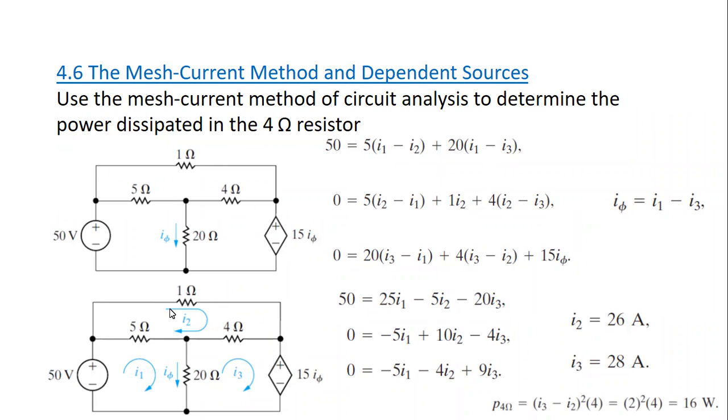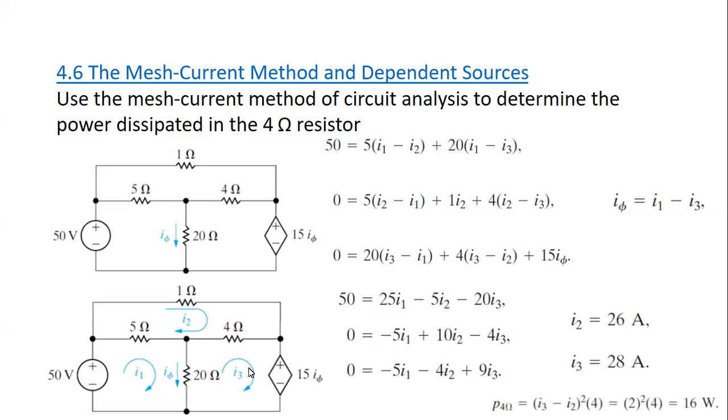And in the 4 ohm resistor, we see that the current I2 is flowing in the 4 ohm resistor, and we have another current that's flowing in the opposite direction, which is I3. Then we need to have 4 times I2 minus I3. So this is the equation for the second mesh. We don't have any voltage sources, so the other side of the equation will be 0 according to KVL. So this is 0 here. We have negative 5 I1. For I2, we have 5 I2, 1 I2, and 4 I2, so we have 10 I2. For I3, we have negative 4 I3.